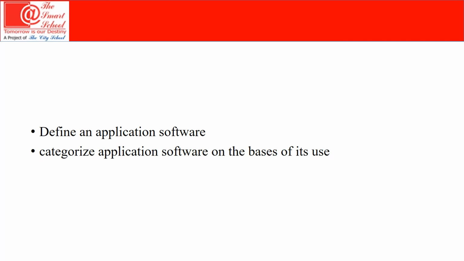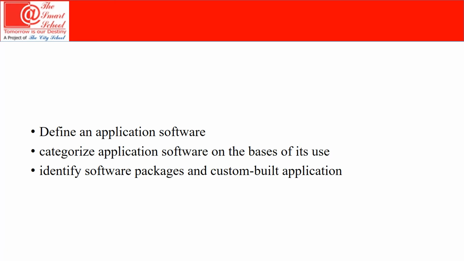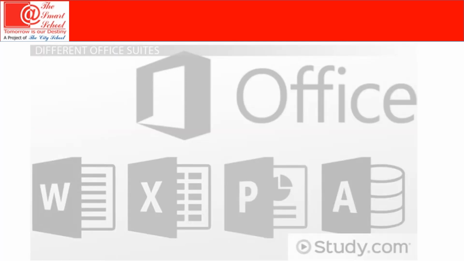My dear students, from this video, I hope that you have understood and now you can define an application software. You can categorize application software on the basis of its use, and you can identify software packages and custom built application based on the requirements of the customers or the users of the computer. Now let's discuss them one by one.